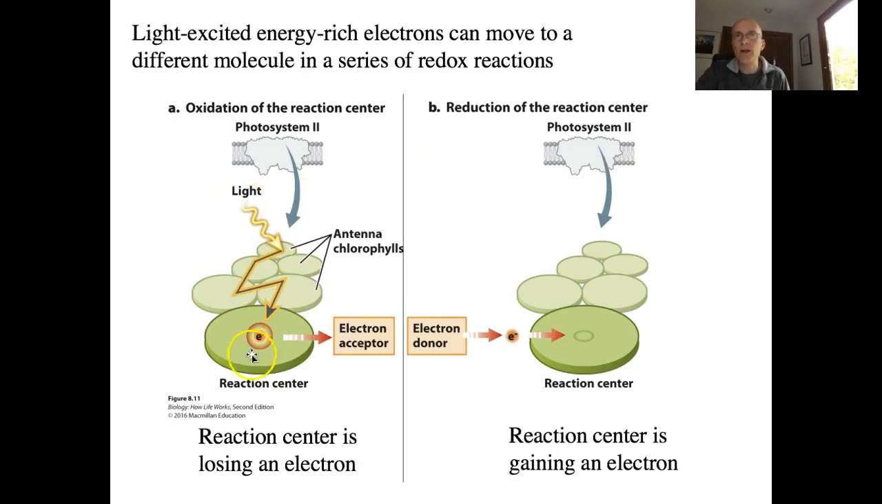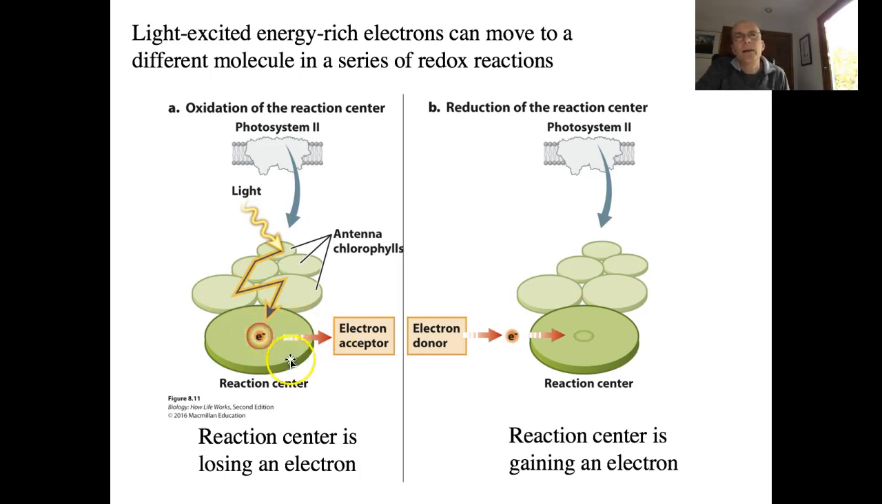So now we come back to these antenna molecules and that reaction center I was mentioning. These light-excited, energy-rich electrons can move to a different molecule in a series of redox reactions. When I say redox reactions, you already know it's something to do with electrons being lost or gained. If we look at this photosystem, it's just a set of chlorophyll molecules. You can see that the light can strike here and then bounce around until it gets to this reaction center. It could also strike over here and then bounce around until it gets to this reaction center.